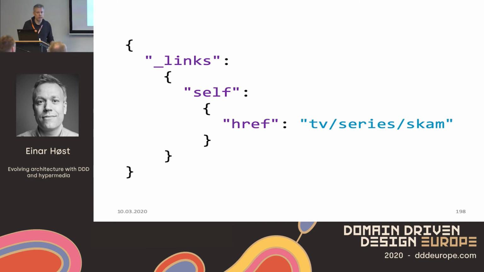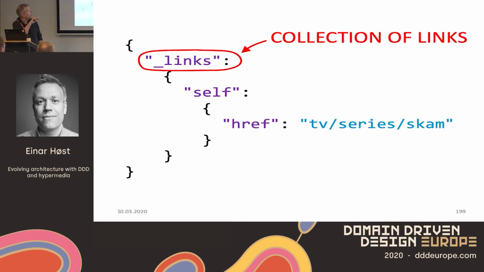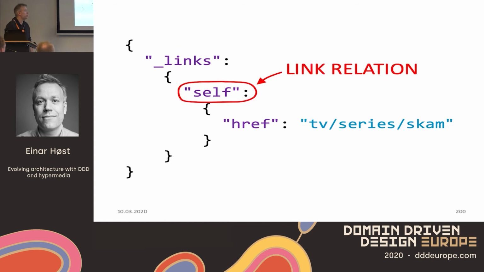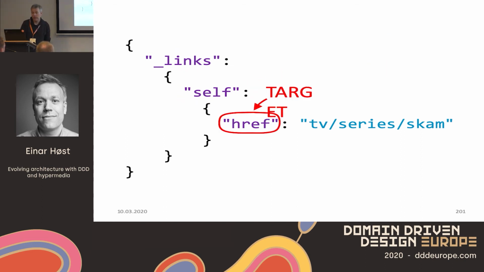All of these examples are greatly simplified because they need to fit on the slide. But this is a very simple HAL document. So it's JSON. In HAL, you put your links in this _links property, and then you have to follow a pattern of properties for any given link. In this case, it's the self link, which points back to the resource itself, for apparently the TV series Scum. So you have this collection of links, you have the link relation, the target is there, and then the URL itself.